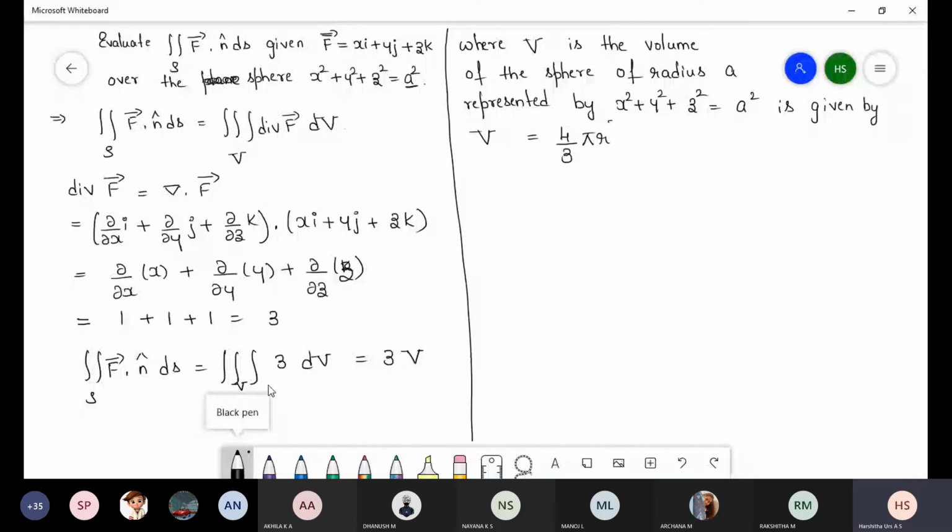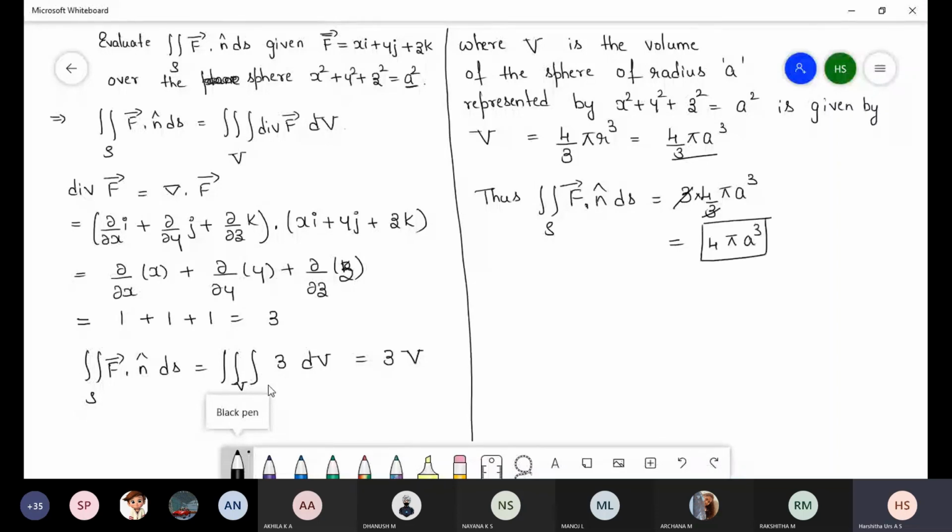Thus the double integral over the surface S of vector f dot n cap ds is equal to 3 into, in the place of V I will write 4 by 3 pi a cube. So here we get the answer at the last, 4 pi a cube.